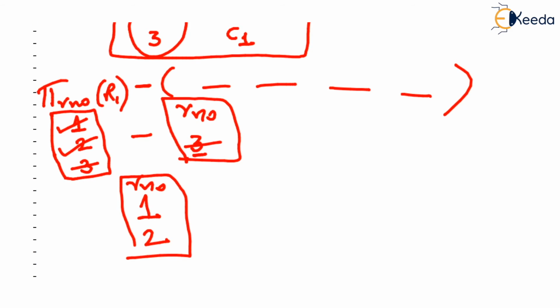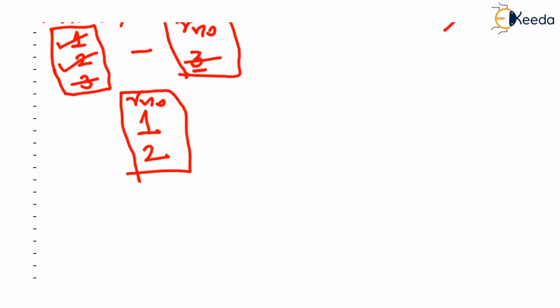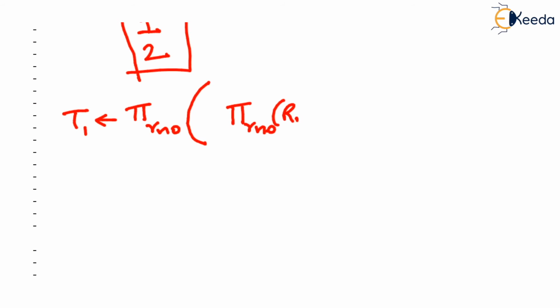So what were the steps? We can split the steps like this. Let's say T1 is the result of the following: project roll number, only roll number, from, what did we do first? Yes, we took roll number from R1, did a cross product with course of R2, correct? Let's put this in one more bracket.